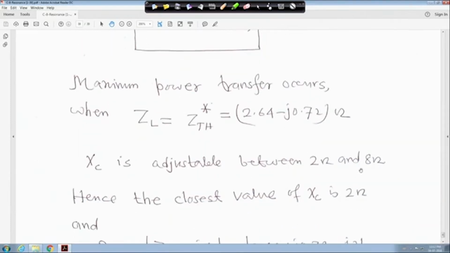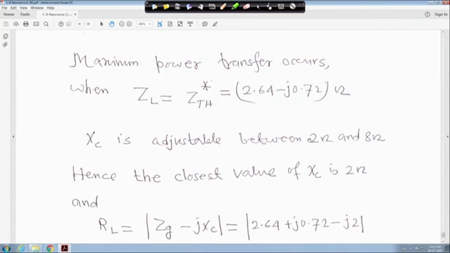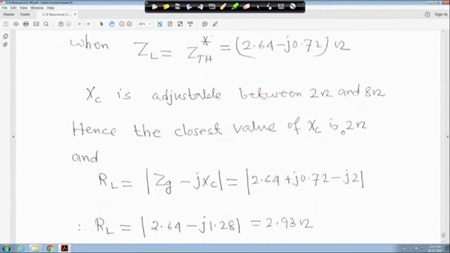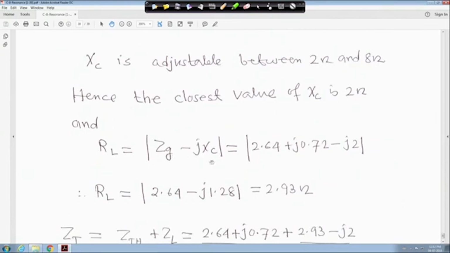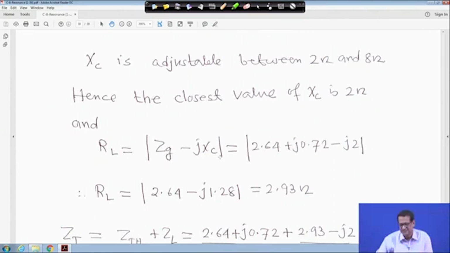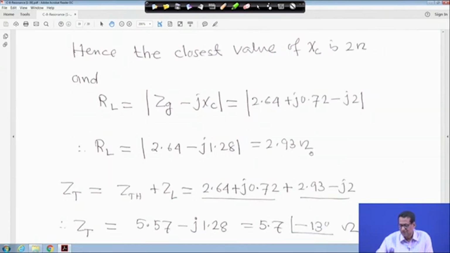But XC is adjustable only between 2 ohm and 8 ohm. Hence the closest value of XC is 2 ohm, because we actually got 0.72, but XC is only variable between 2 and 8 ohm. So XC is taken as 2 ohm. Therefore RL is equal to the magnitude of Z Thevenin minus jXC. We have already done this for the case when RL and XL are variable. So in this case it will be 2.64 plus j0.72 minus j2, taking XC as 2 ohm. That means my RL becomes 2.93 ohm.